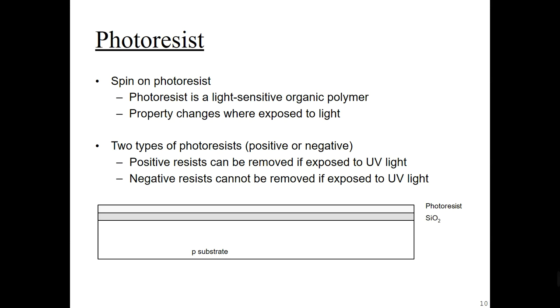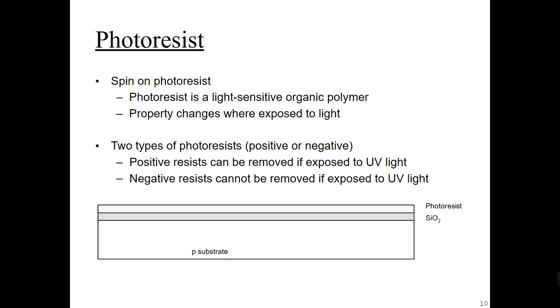Coming to the third step, depositing of photoresist layer, that is simply a spin-on photoresist. Photoresist is a light sensitive organic polymer, so its property changes when exposed to light. When light falls on the photoresist layer, the property of the layer changes. That's why we are using the photoresist layer here.